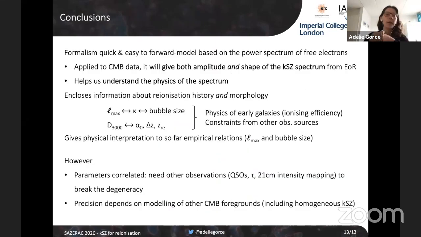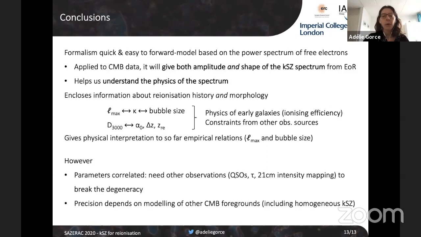So just as a quick conclusion, this formalism is quick and easy to forward model. You include a lot of physics with just 2 parameters and the reionization history. And so if you apply it to CMB data, you should be able to get for the first time both the amplitude and shape of the kSZ power from the epoch of reionization. And then the parameters also allow you to understand better the physics underlying the kSZ signal. You can relate features in your spectrum to your parameters and in turn to characteristics in your ionization field, and so to the physics of early galaxies.